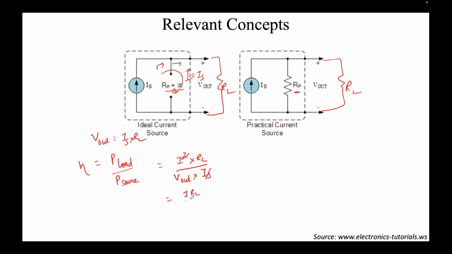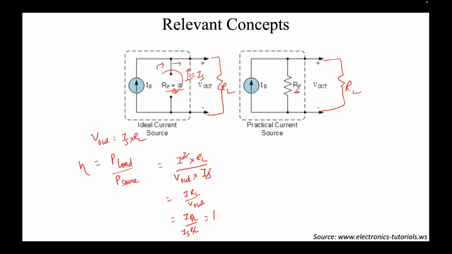I RL over V out. Note that we wrote this expression V out equal to IS times RL. So I can write I RL over IS RL. Again I is equal to IS. So we'll get a power transfer efficiency of unity, which makes sense since whatever current is being provided by the current source, none of it is going to any internal resistance. All of it is being delivered to the load. Again, this is an ideal scenario.